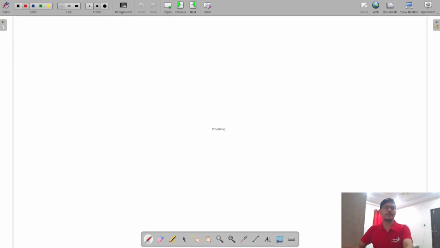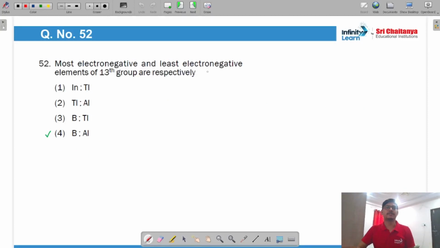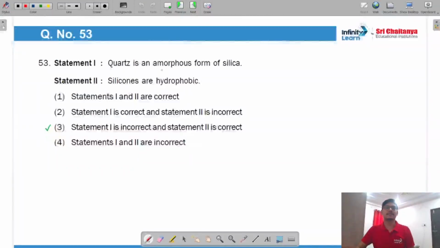That is how. Most electronegative and least electronegative elements of group 13 are respectively boron and aluminium, because from boron to aluminium electronegativity decreases but then it begins to increase gradually. Quartz is a crystalline form of silica, so this is incorrect. Silicones are hydrophobic, yes, that is correct, because of the alkyl groups on the surface of silicones. So this is the correct answer.